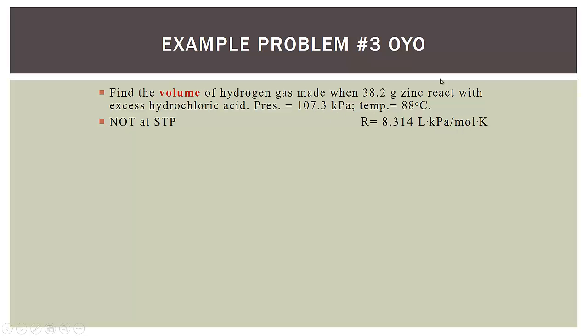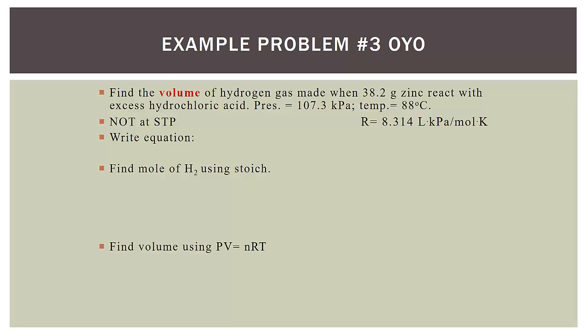We could convert, but why bother when it gives us that? So three kind of steps here. First thing you're going to do is write the equation. Once you have that, you're going to want to find the moles of H2 using stoich. Remember, we're starting with 38.2 grams of zinc. And then finally, you're going to use PV = nRT.